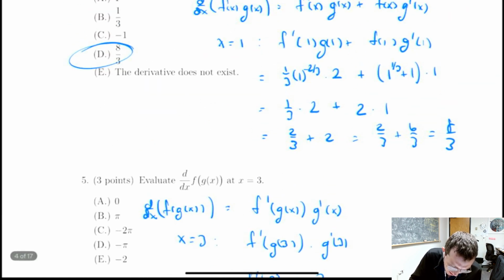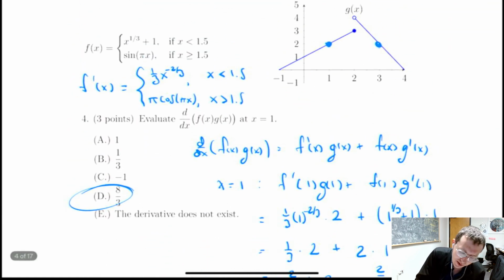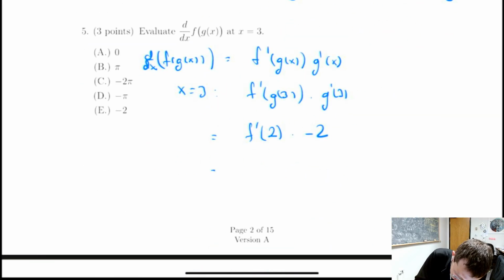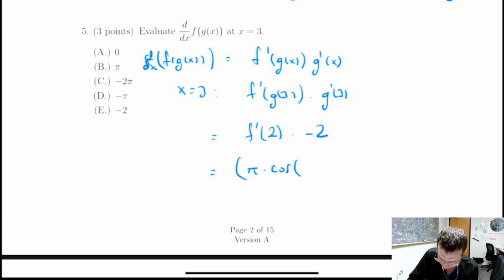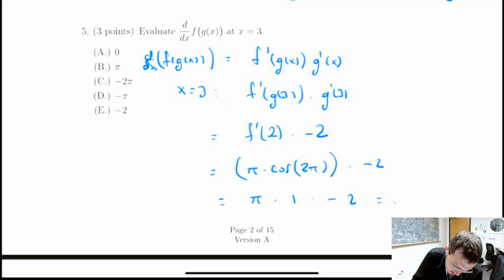All right, f prime of 2. 2 is bigger than 1.5, so I'm going to plug 2 into that second formula, and we'll get pi times cosine of 2 pi times -2. Cosine of 2 pi is 1, so we get -2 pi.